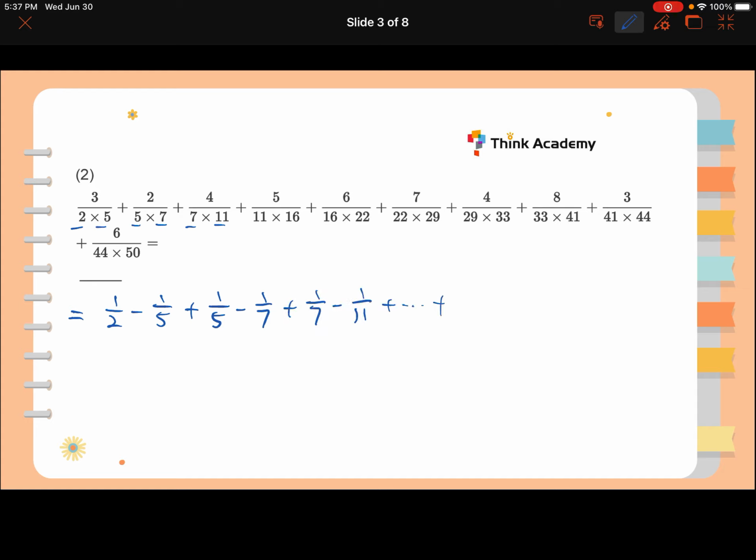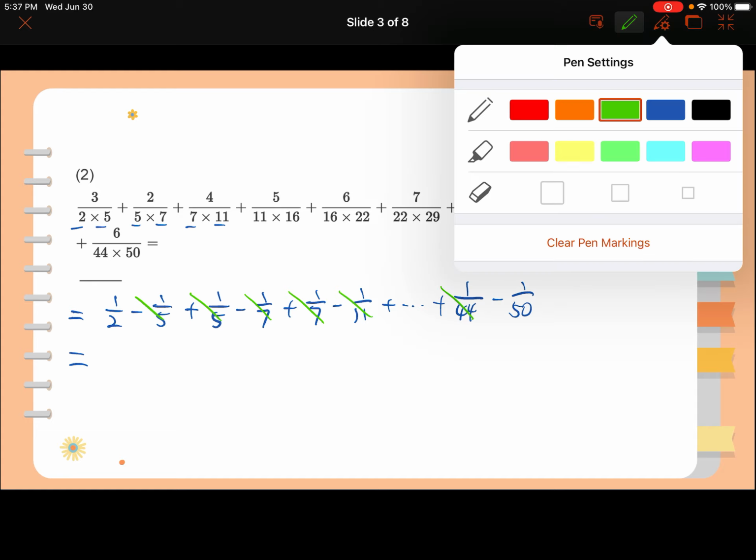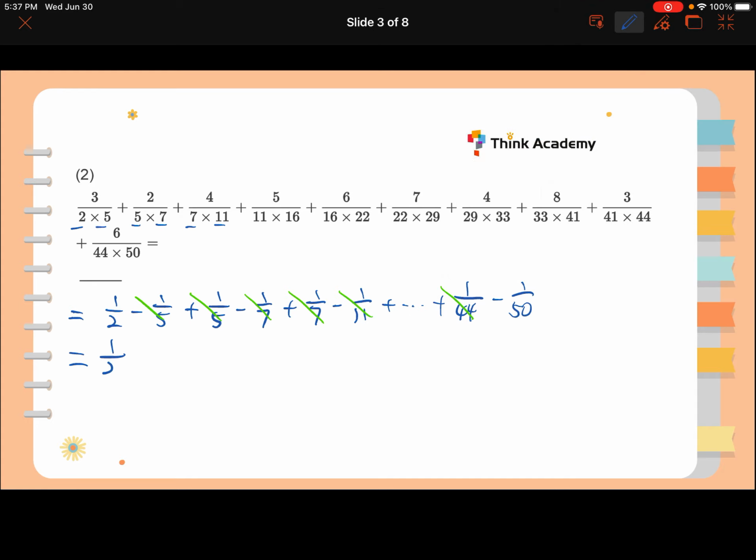And we can go on until 1 over 44 minus 1 over 50. Okay, and again, everything in the middle will cancel out, and we are only left with the first term, which is 1/2, and the last term, 1 over 50. And remember, we have a negative sign. So that equals 24 over 50, which is 12 over 25. And that's the answer to this question.